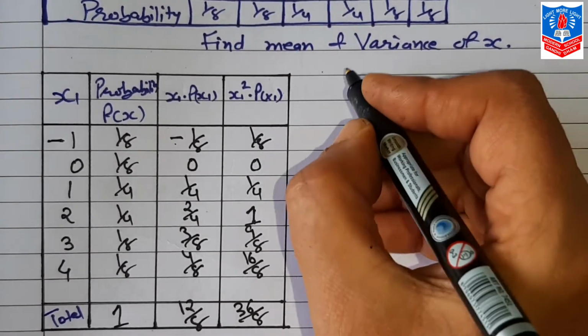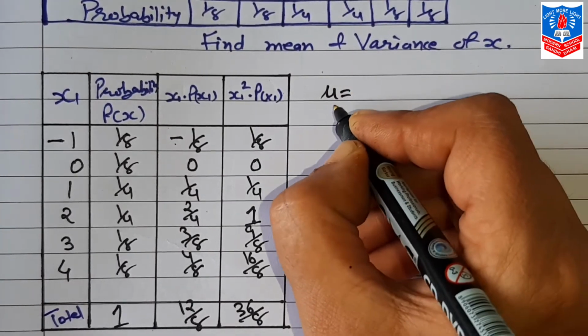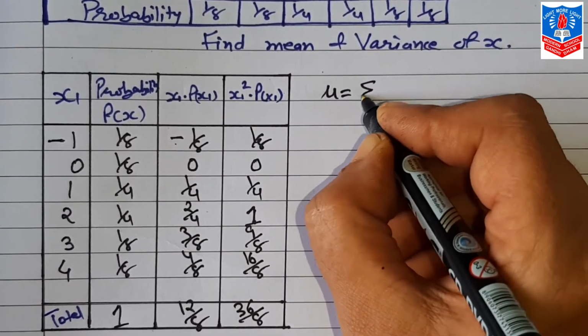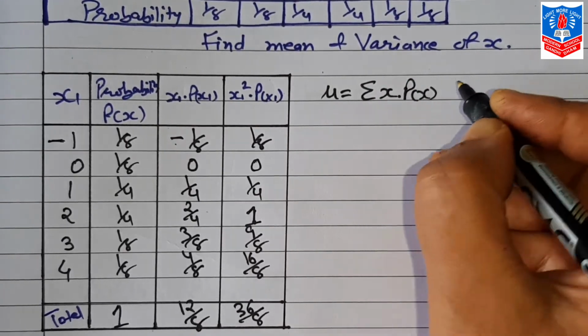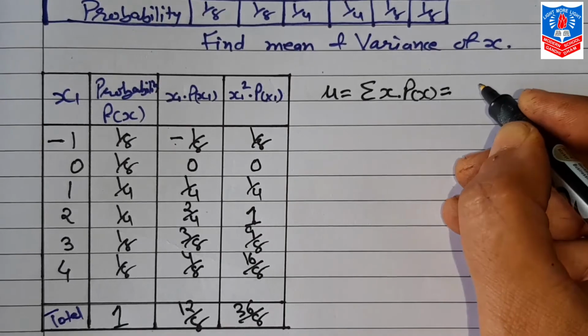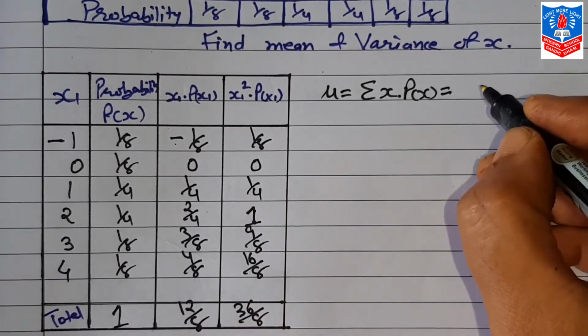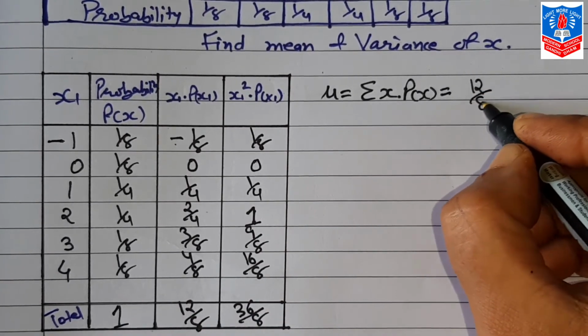Now we first find the mean. We write mu, the formula for that is sigma x into px, which will be, already here we have totaled up, which is 12 by 8.